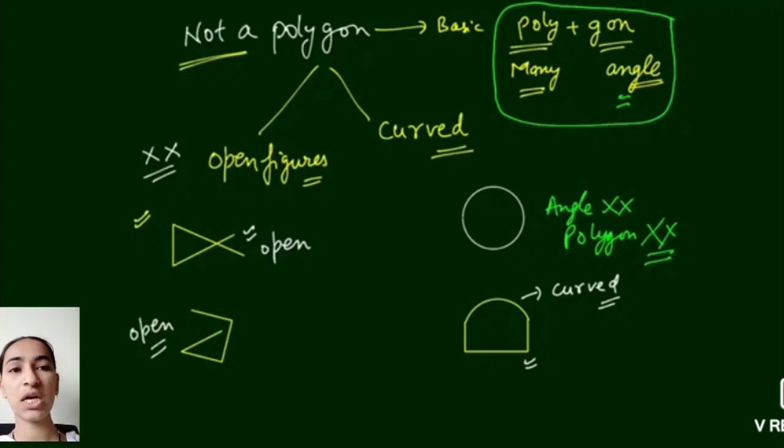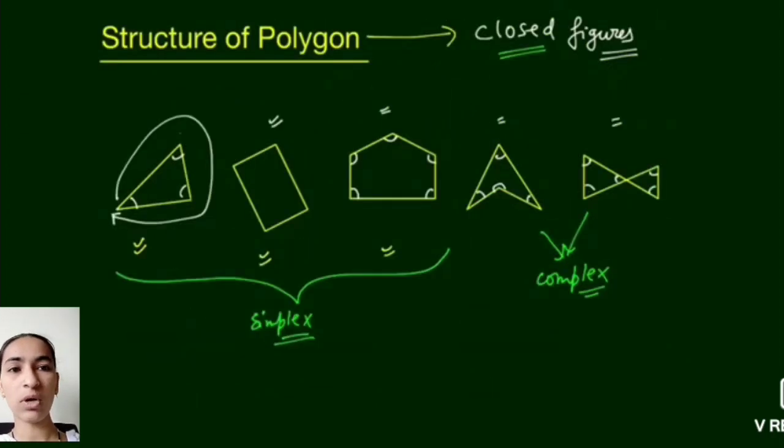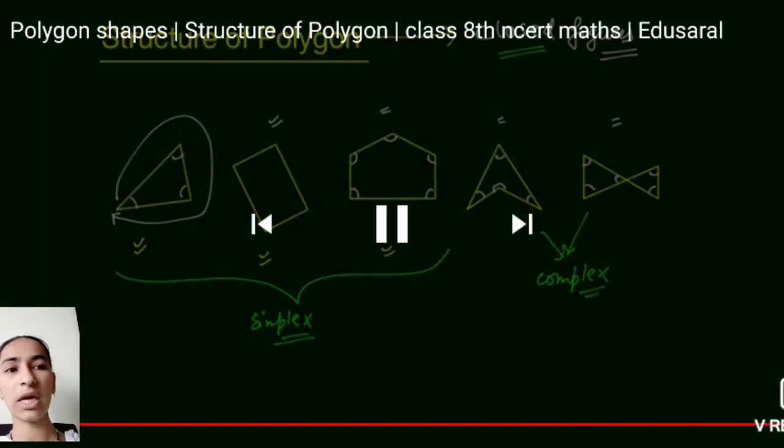Okay, and we have also learned the types. Which types? Regular and irregular. Students, what is regular, what is irregular? In a regular, all sides... now in this figure you can see, which are regular? If all sides are equal and all angles are equal, then they are called regular. And if the sides and angles are not equal, then they are called irregular polygon. Okay, students, understand?